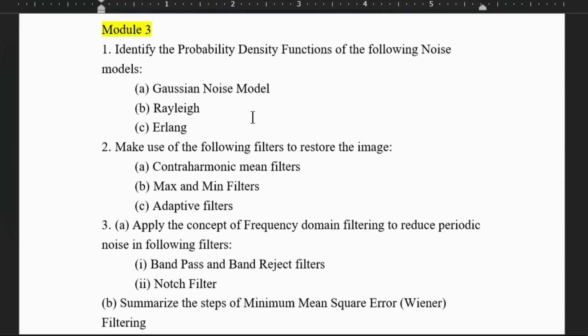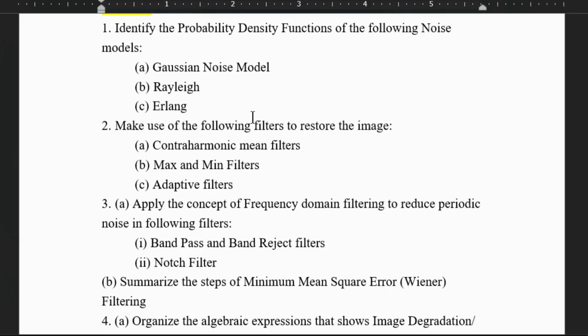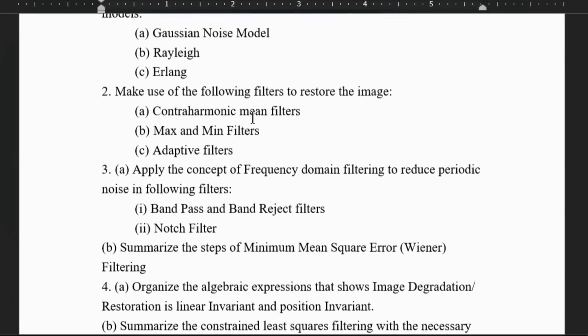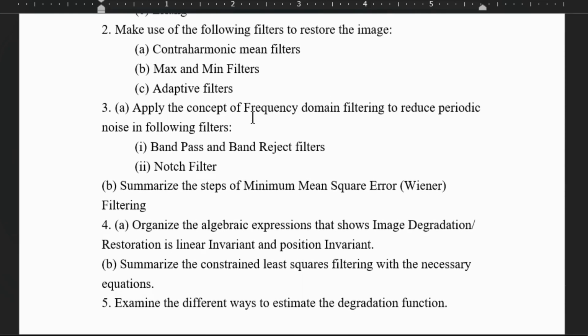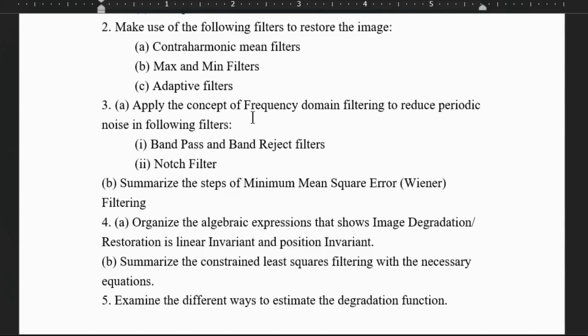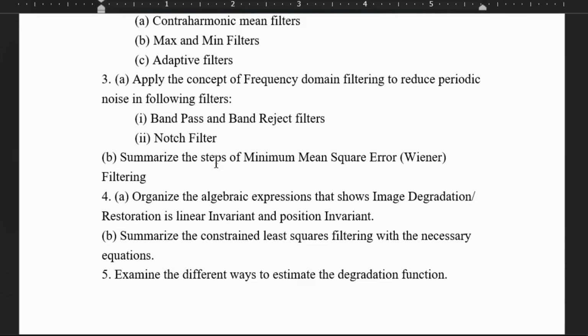Then next is the different types of filters: contra harmonic filters, order statistic filters and adaptive filters. You have to mention all the different types of filters there. Then the next question is apply frequency domain filtering to all the remaining filters: band pass, band reject and notch filter. Again a similar question has been repeated. Next is MSE, minimum mean square error filter. You have to mention that.